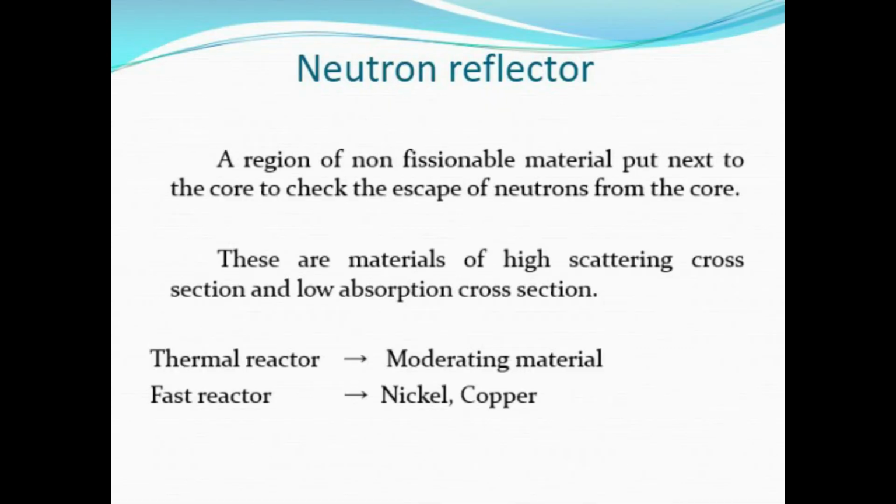Neutron reflector. In order to check the escape of neutrons from the core, a region of non-fissionable material is put next to the core. Such a material is known as reflector. These are materials of high scattering cross-section and low absorption cross-section. In thermal reactors, a moderating material is mostly used as a reflector. In fast reactors, nickel and copper are used as reflectors.